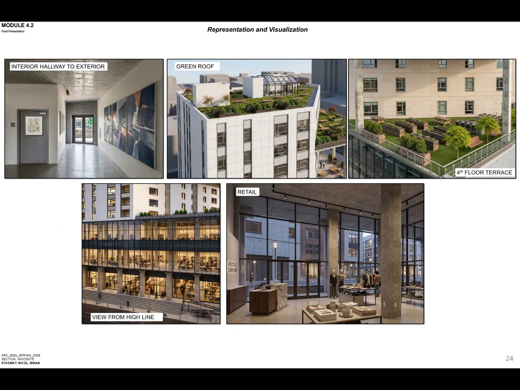Then we get into some interior renders. We have what the hallway might look like when you're coming out of the elevator and looking towards the green balcony. We've got a shot of the green roof, another one looking at the large fourth floor terrace, what you might see on the ground floor in the retail space, and how you might be looking at the building if you're looking at it from the High Line across the street.